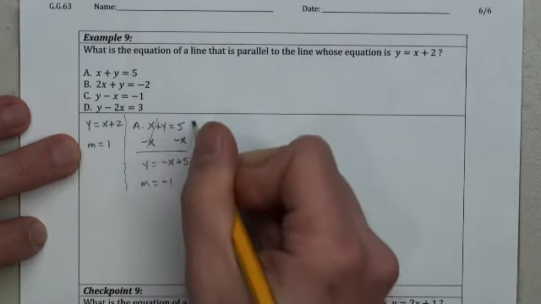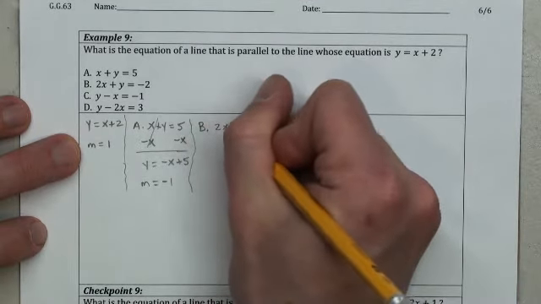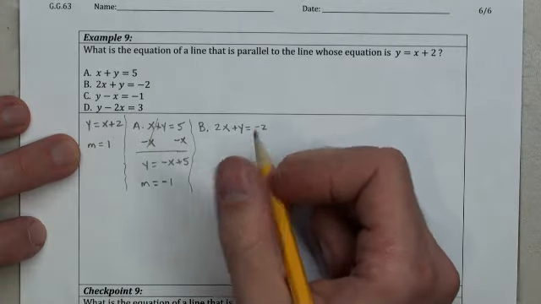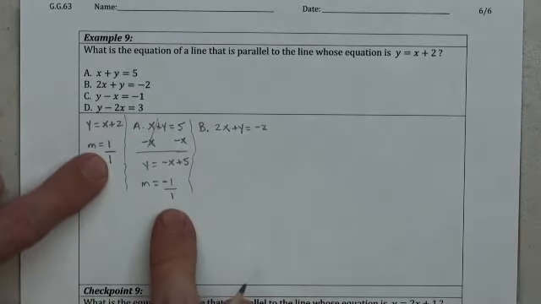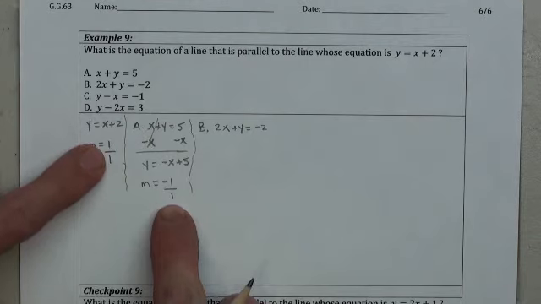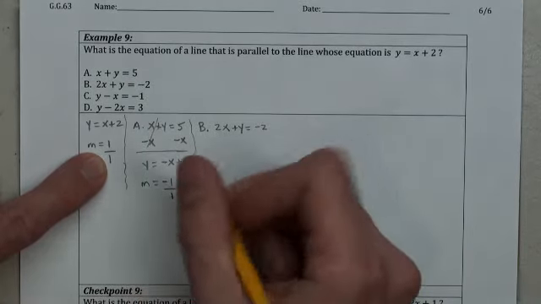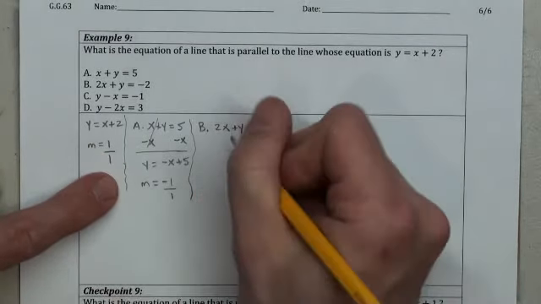But I'm not looking for negative 1, right? I'm looking for positive 1. So let's see what B has. 2x plus y equals negative 2. Actually, let's put them as fractions, because I want to show you something. Look, those are negative reciprocals, right? If you flip 1 over 1 and change the sign, you would get negative 1 over 1. So if we were looking for perpendicular lines, choice A would be the answer. But we're not looking for that. That's why they put choice A in there, though, to try to catch those people who didn't know that parallel lines have equal slopes. Okay?